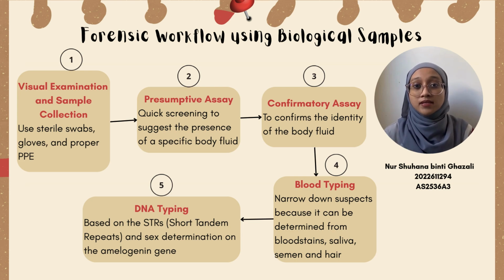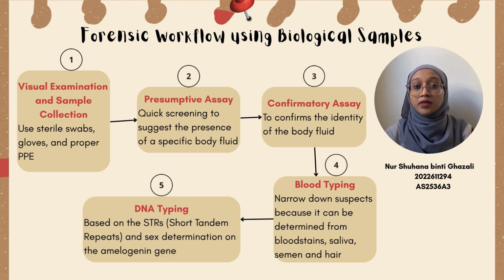Next is the forensic workflow using biological samples. The first step is visual examination and sample collection. We look for any visible stains, injuries or signs of biological fluid using the naked eye or an alternative light source, such as UV light. Then we collect the samples using sterile swabs, gloves and proper personal protective equipment. The samples must have proper labeling in order to maintain the chain of custody.